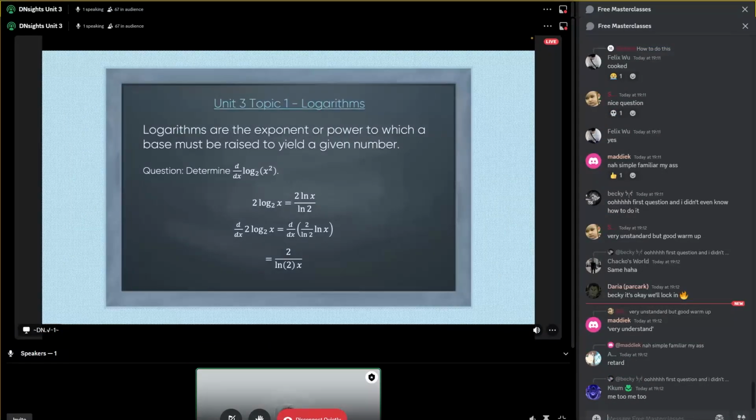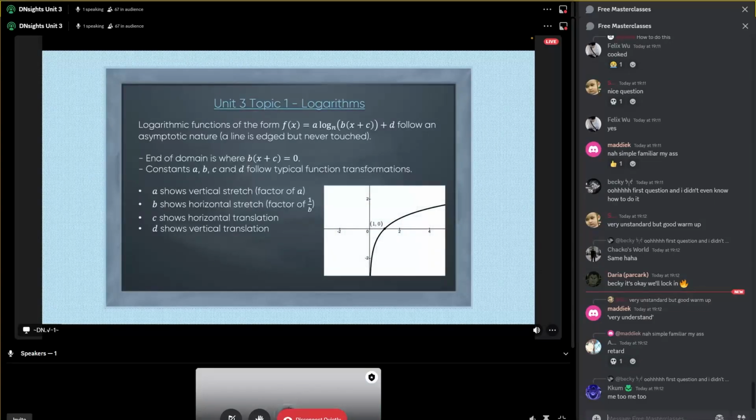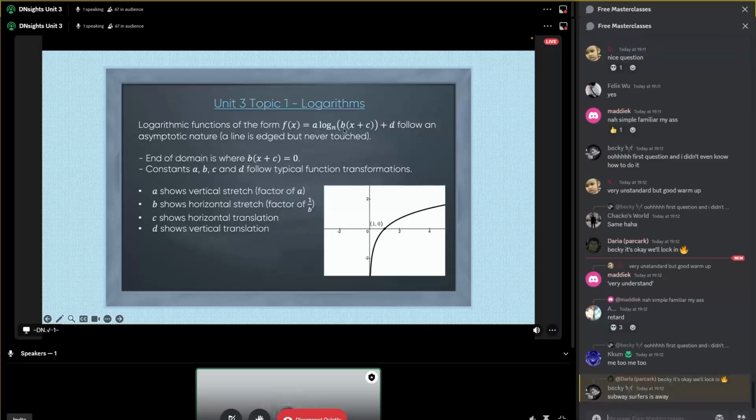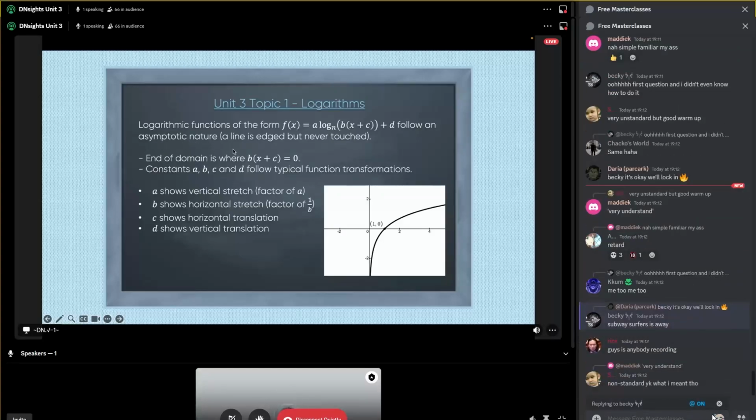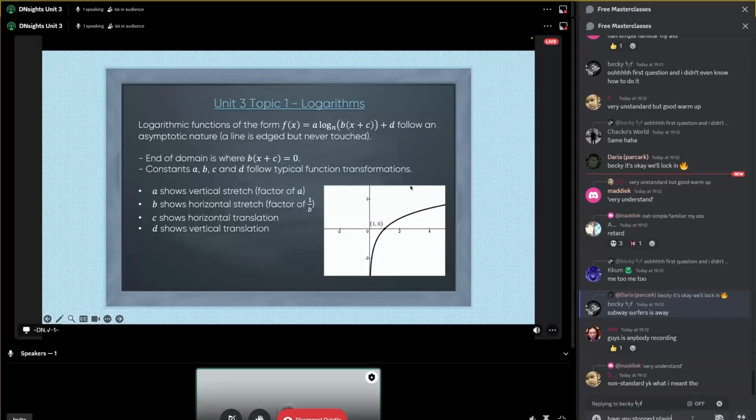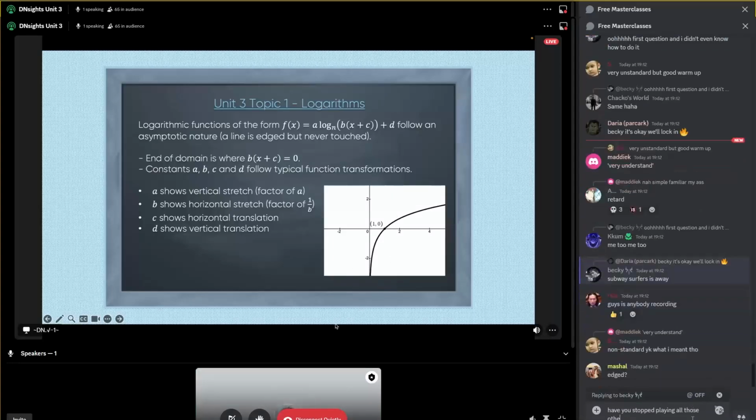All right, perfect. Let's go to the next thing. So next thing you need to know is log functions. They always follow this form. f(x) is a log of bx plus c, plus d. And they also follow an asymptotic nature. An asymptote is a line that is edged but never touched. So it approaches the line but never actually touches it.